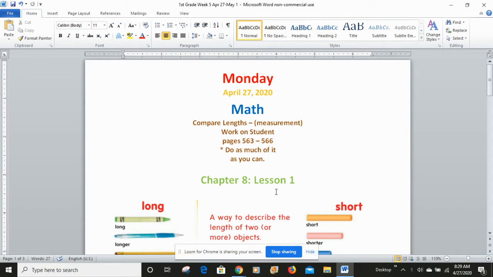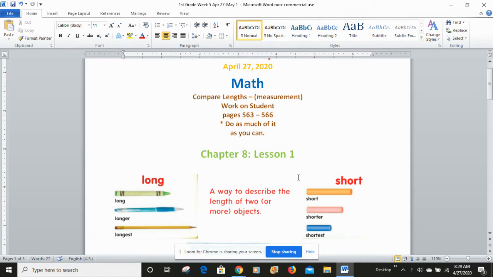So in chapter 8, lesson 1, we're going to be looking at measuring things, but we're only going to do it by saying, is one object longer than the other? Is one object shorter than the other? And there's different ways that we can use the words long and short. Here you can just see this crayon is long, but this pen is longer, and the pencil is the longest. So there's different ways of using that root word of long. Over here, we have the word short. So we can have short, shorter, shortest. And both of these are just a way to describe the length of two or more objects.